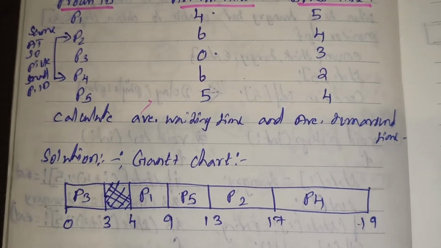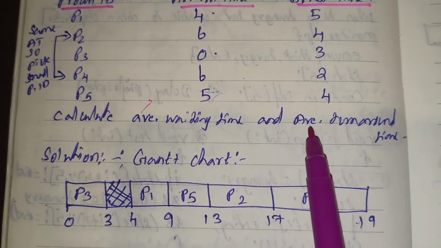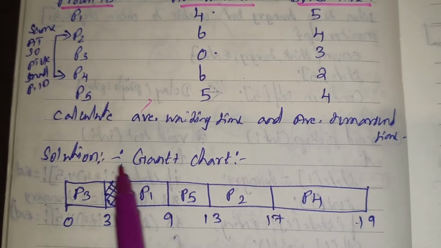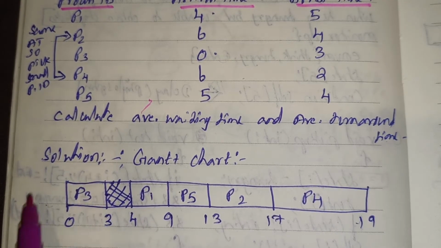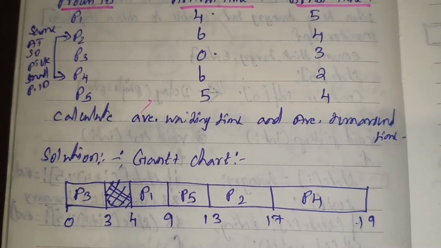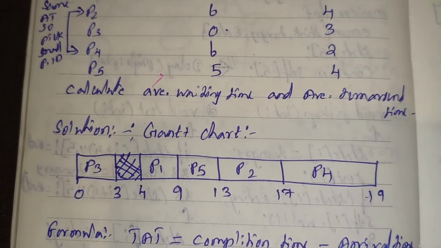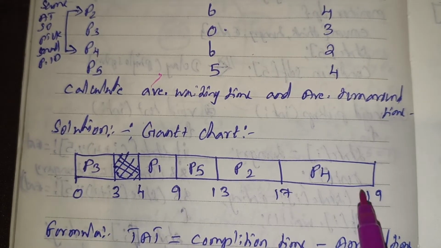Now what we are going to do is calculate the average waiting time and average turnaround time with the formula. We are going to start with the first part. Step number 1 is to draw a Gantt chart. Here is the Gantt chart we are going to draw. I have already drawn it for faster understanding.